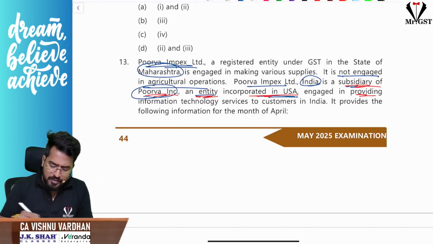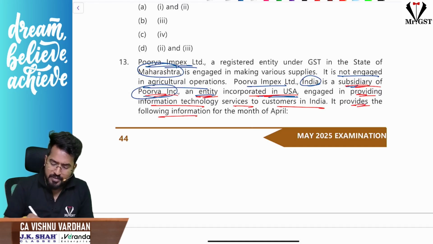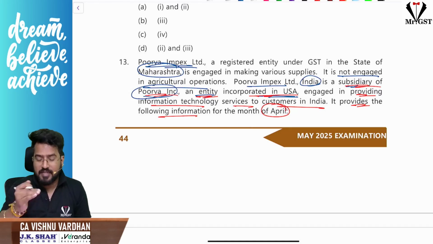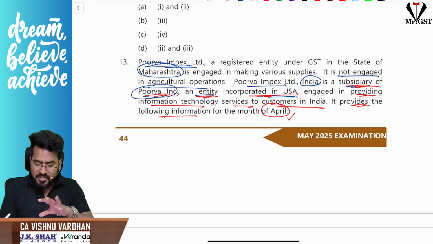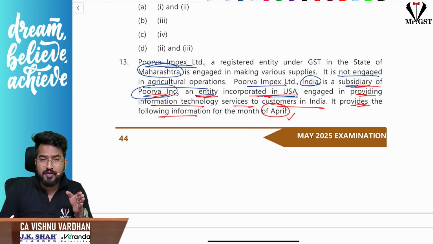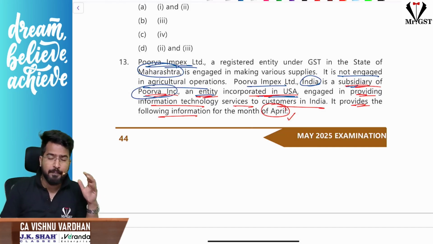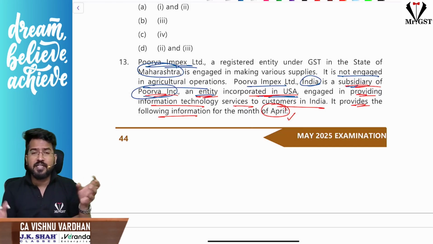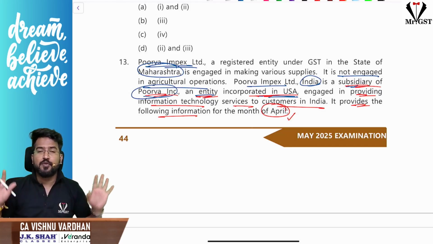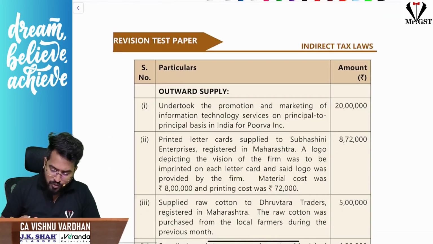It is engaged in providing information technology services to customers in India. It provides the following information for the month of April. Another important aspect is that we should identify the tax period, because some information in the question may relate to April, and some may relate to March or May or August. You should understand which information belongs to April, and decode only the information where the tax implications fall in April. Other information we have to straight away ignore. Now, let us move on to the information.